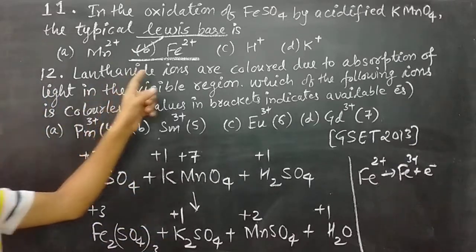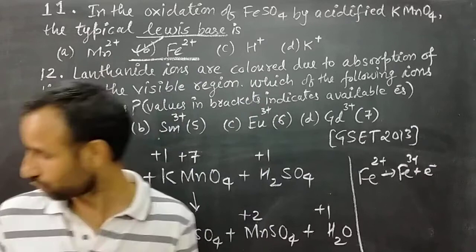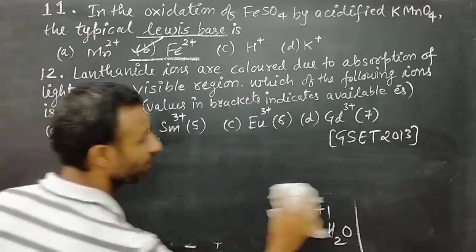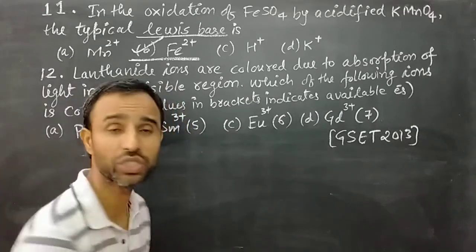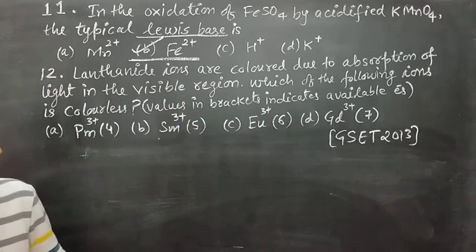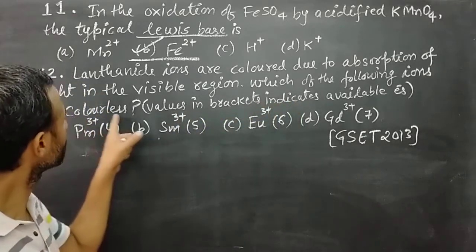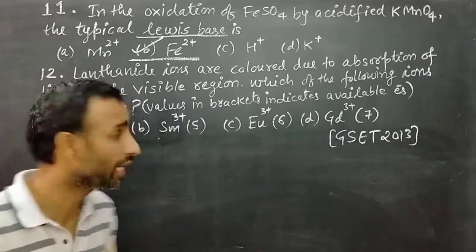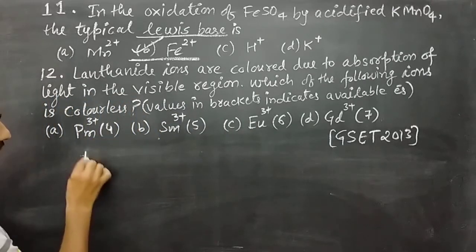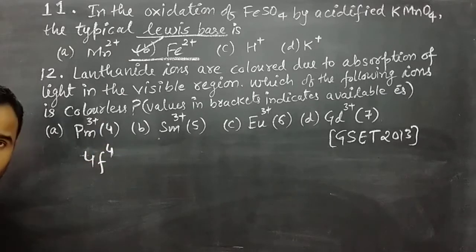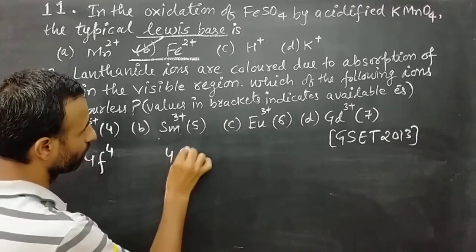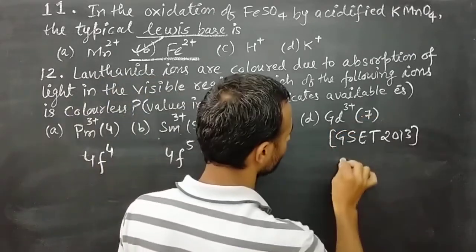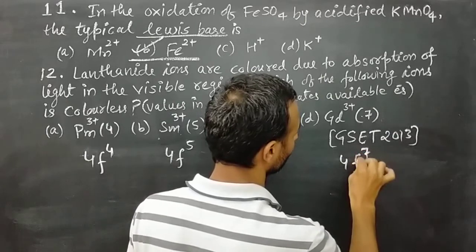Next, lanthanide ions are colored. Now say lanthanide ions are colored due to f-f transition, and that f-f transition takes place in the visible region. Now, which of the following ions is colorless? Values in brackets indicate the number of available electrons. See, 4 means here it is 4f4, it is 4f5, it is 4f6, and in this case it is 4f7.